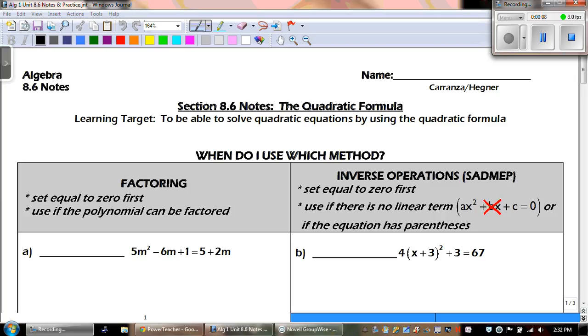Today we're talking about the quadratic formula. Our learning target today is to be able to solve quadratic equations by using the quadratic formula.